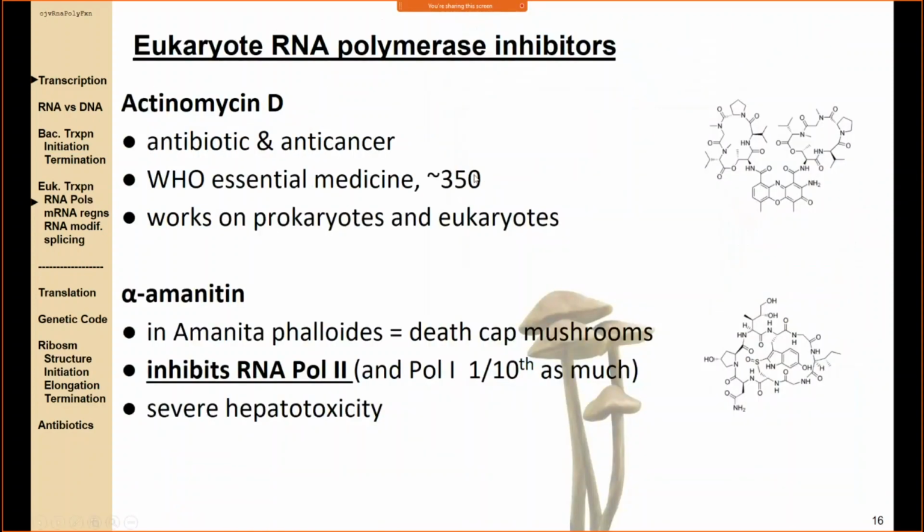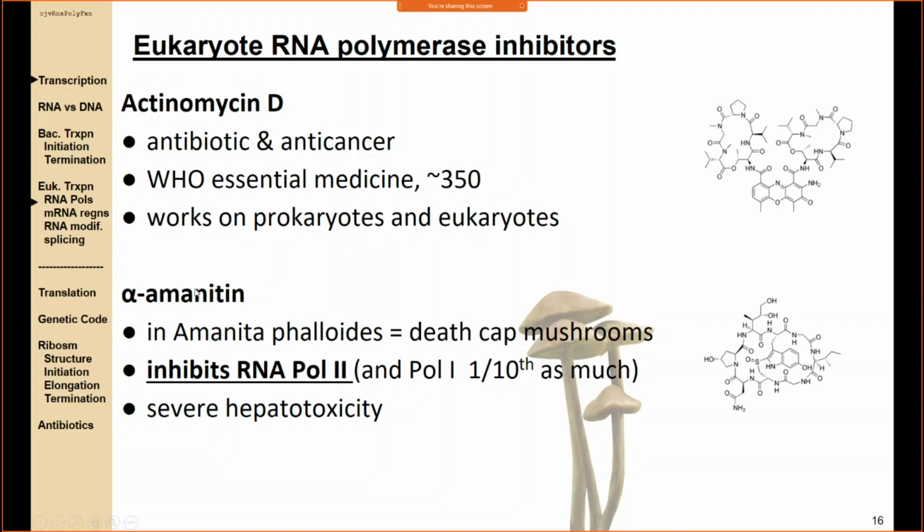So we have inhibitors to these that do things. So actinomycin D is an antibiotic and anti-cancer. It is a WHO essential medicine. I think I've talked to you about this, the WHO. It has a list of about 350 medicines that every nation in the world should have because they're so crucial. So anytime you hear one of those, it's a good thing to memorize, right? Because like I say, what should you study for boards and know as a doctor? The 350 most important drugs is not a bad thing to know. It works on prokaryotes and eukaryotes.